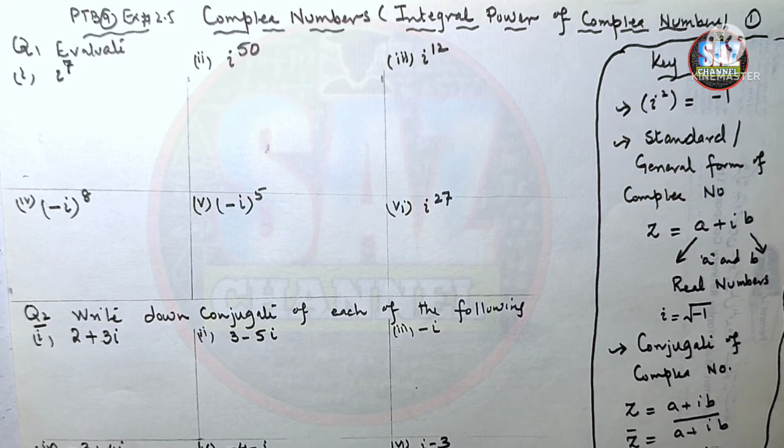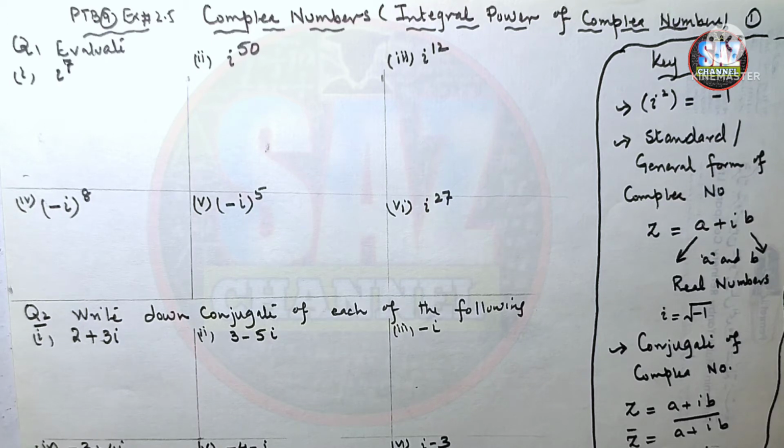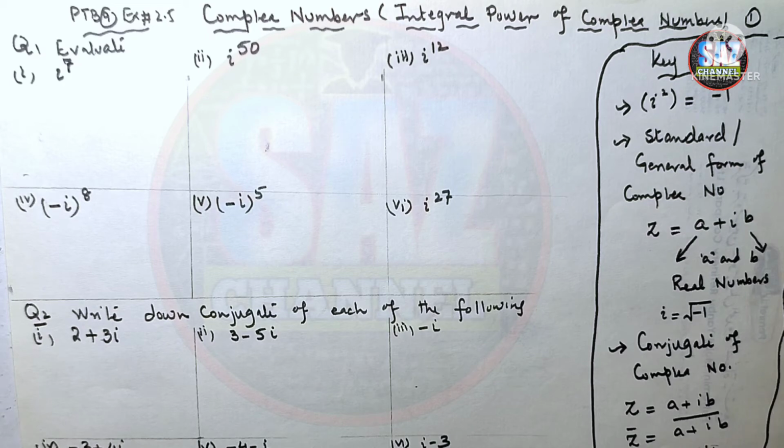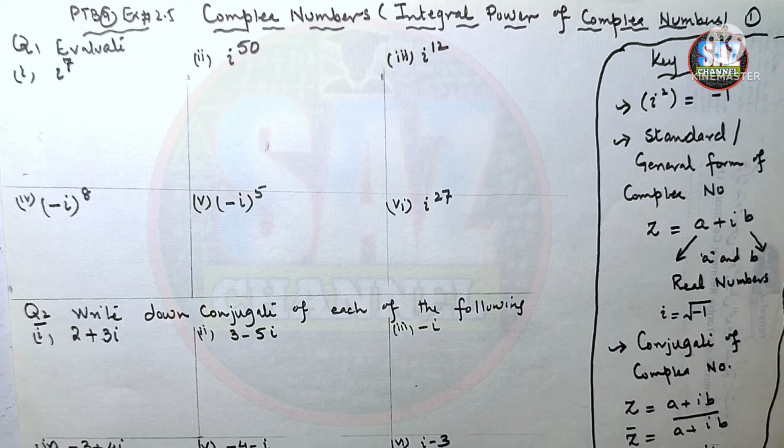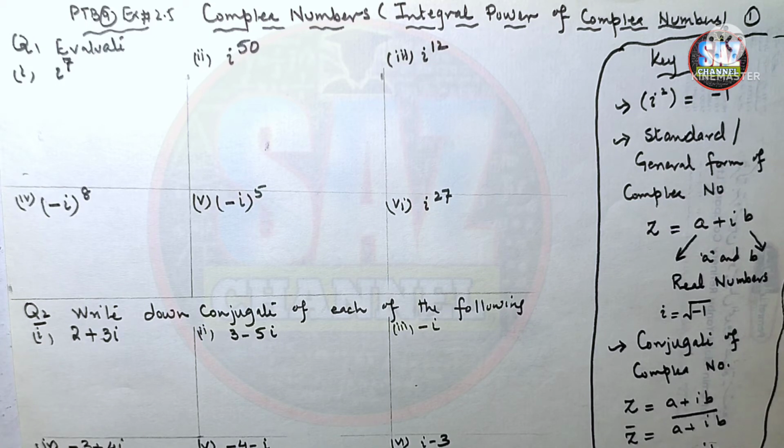Students, this is my first lesson of PTB class 9 science group book, and in this class we will be learning and discussing exercise 2.5, that is about the complex number and integral powers of iota.